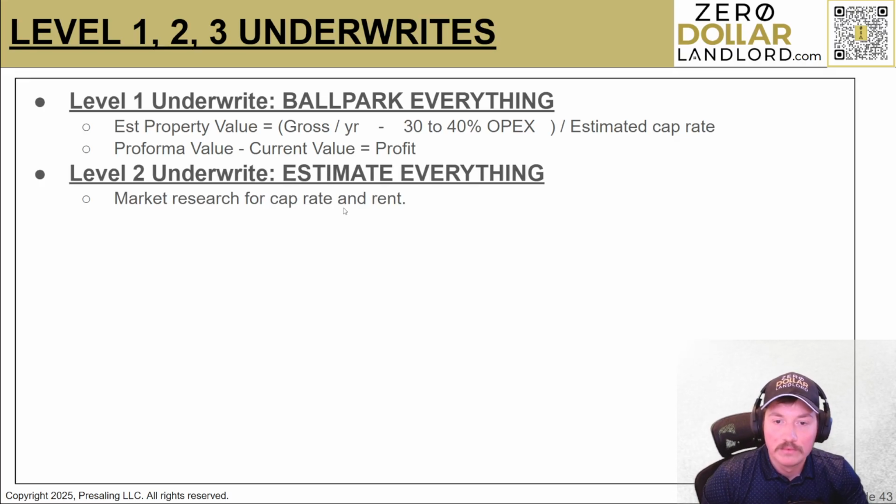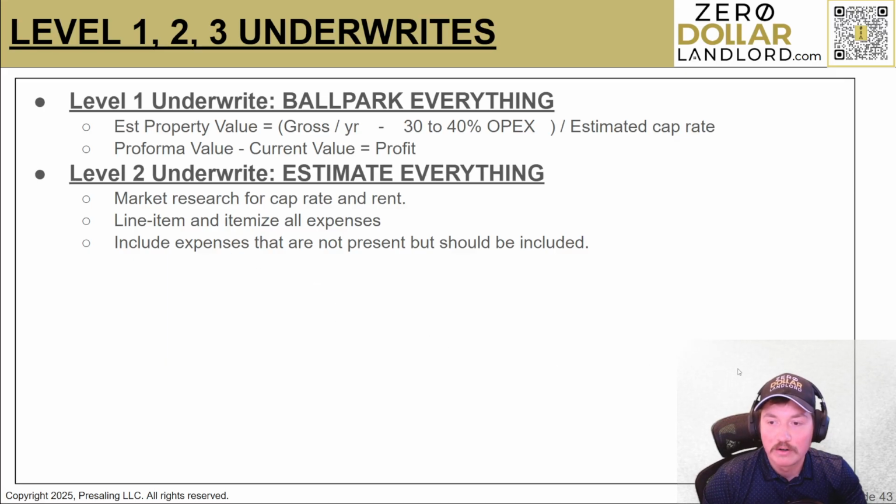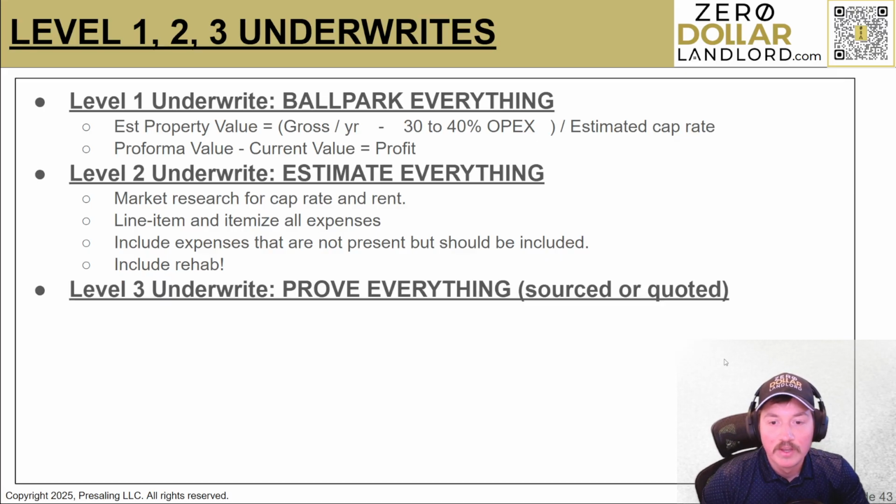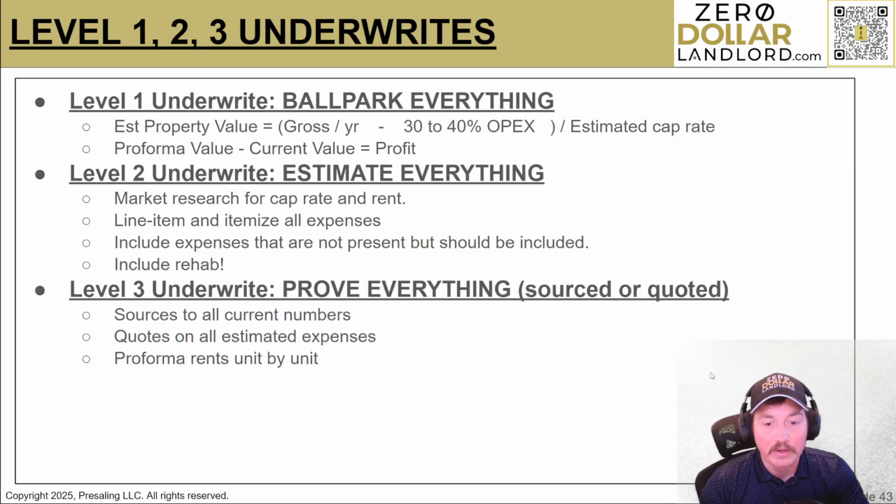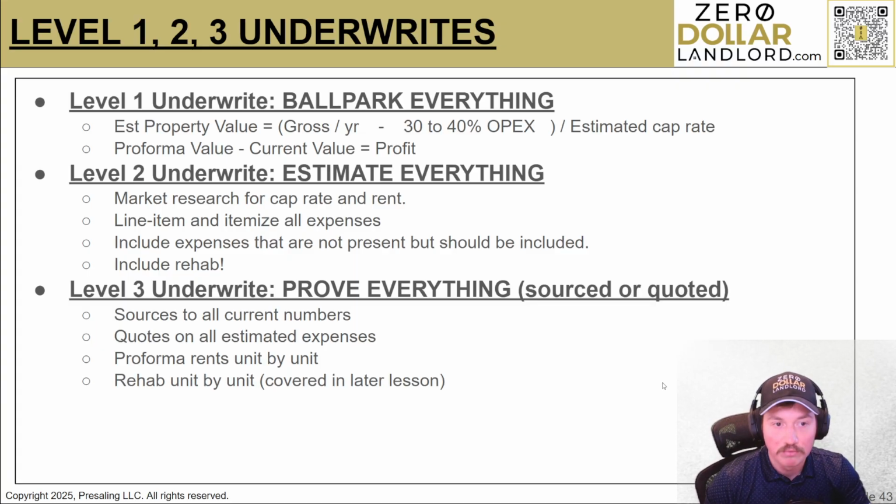Level 2, market research for cap rate and rent, line item. Make sure you do everything properly. Include expenses that aren't present but probably should be, and also include your rehab at this point in time. And then level 3 is actually prove everything. So now you're getting sources, quotes, actual rent unit by unit. You're getting really in the weeds on this, but you don't need to launch right into level 3 right off the start. That's what everybody does wrong, I think.